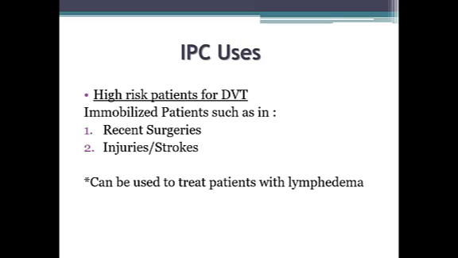Its uses are for high risk patients for DVT. First, immobilized patients, like patients who have had surgeries. After surgery the patient is immobilized, and because they had surgery there is also more inflammation, which is a very high risk for DVT. Also injuries to the legs, strokes, and something very distinctive about IPC is that it can be used to treat patients with lymphedema.